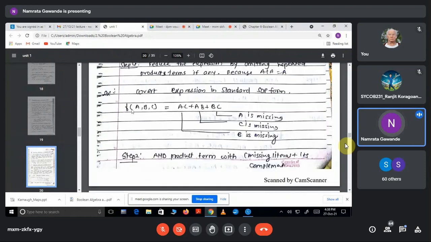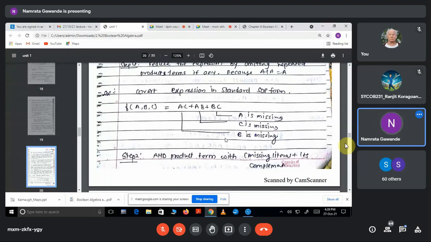Okay, see, in this particular example, f of a comma b comma c, this expression is given. This expression is not in the standard SOP form. Why? Because this is a function of 3 variables and not all these 3 variables A, B, C are present in all the terms. Here only 2, here also 2, and here also 2 literals are present. So which one is missing here? A is missing here. Here which one is missing? C is missing. And here which one is missing? B is missing. Now you have to convert into standard SOP form.